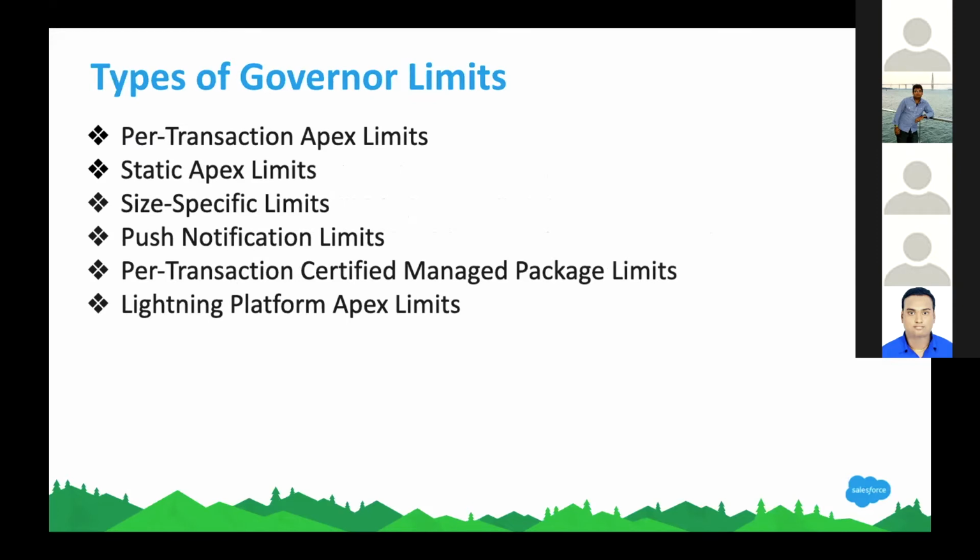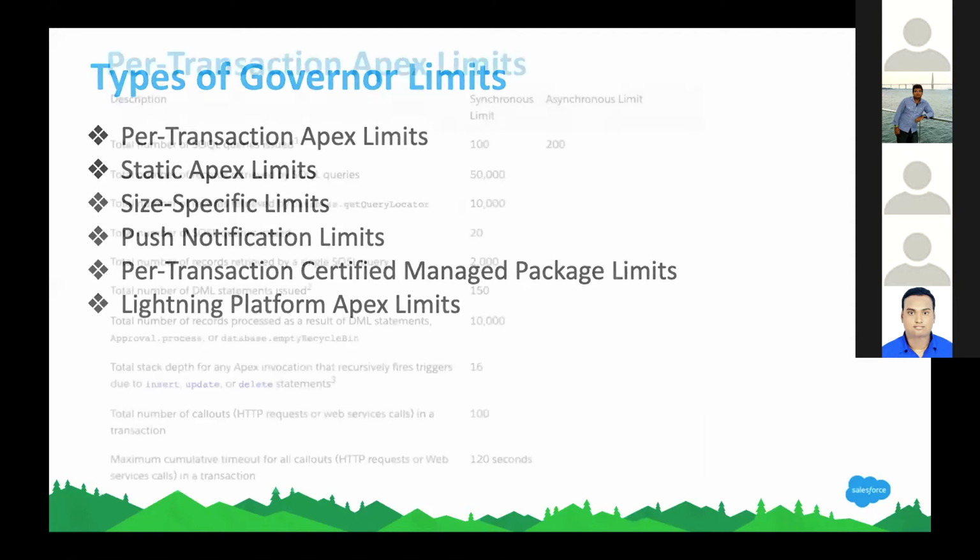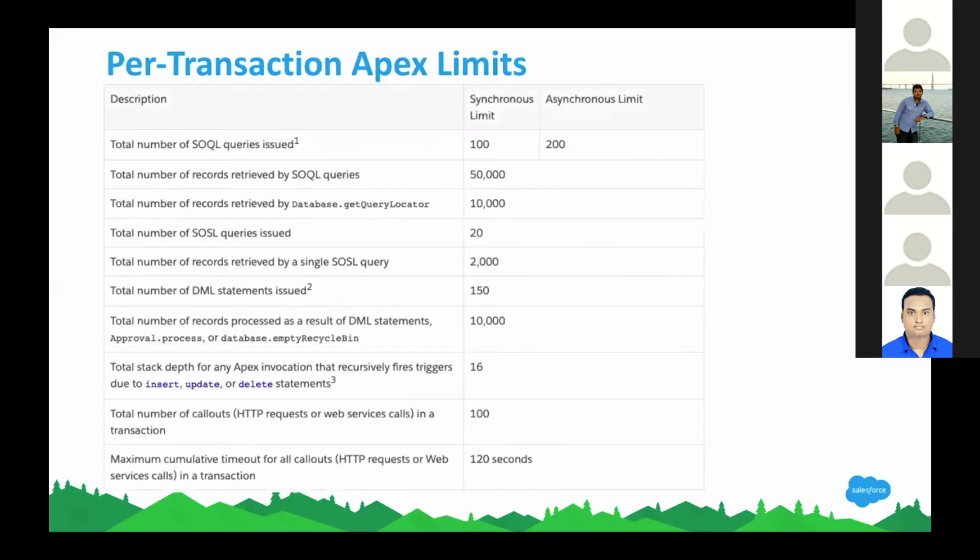These are the types of governor limits that we have, and we'll go in depth in upcoming slides. We have per transaction Apex limits, static Apex limits, size specific Apex limits, push notification limits, per transaction certified managed package limits, and Lightning Platform Apex limits. The first type we saw is per transaction governor limits. There are a lot of limits to put into our head, so for now we are checking only a few important ones.